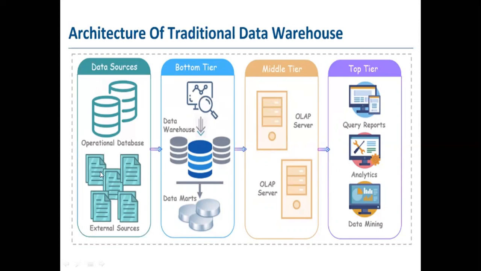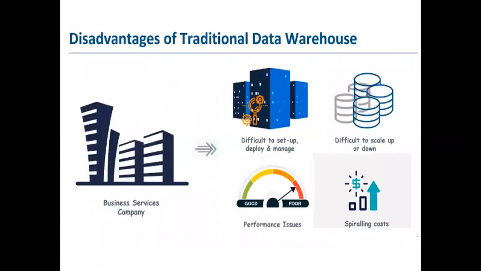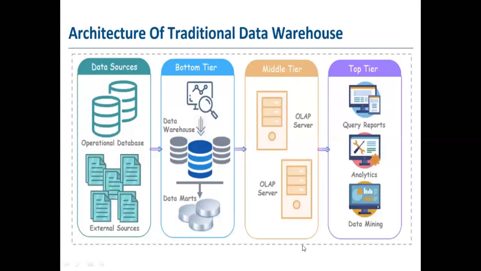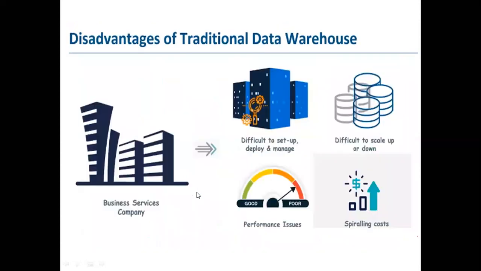For small startups, establishing this type of data warehouse to query reports or analytics is a huge task. That's why Amazon has introduced Redshift. If you see the disadvantages of a traditional data warehouse, it is very difficult to deploy all these resources. For example, the bottom tier architecture like data warehouses, data marts, and this infrastructure is difficult to deploy and maintain. And also we need to make sure performance issues do not arise.